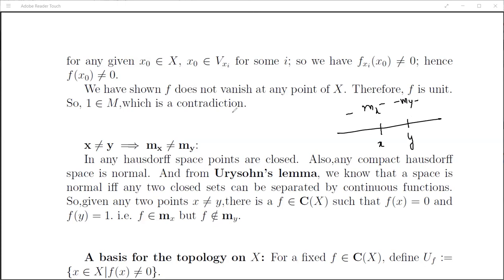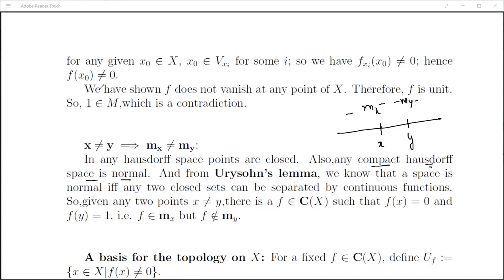So for that we use some topological property of the space X, which is that if my X is Hausdorff, then you know that my points are closed. So in a Hausdorff space, obviously the points are closed. And there is a standard fact in topology that any compact Hausdorff space is normal. So basically, by means of Urysohn lemma, what normality means is that we can always separate two closed sets by a continuous map.